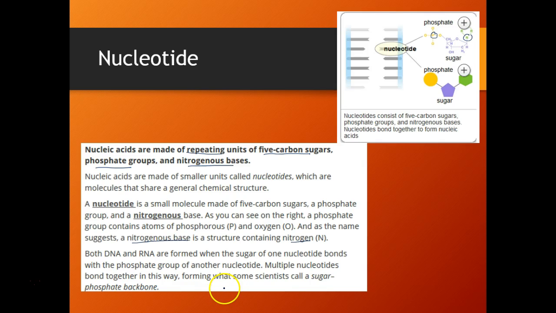Both DNA and RNA are formed when the sugar of one nucleotide bonds with the phosphate group of another nucleotide, and we call that the sugar phosphate backbone. So again, the phosphate of one nucleotide and the sugar of another nucleotide bond together in order to form that chain.